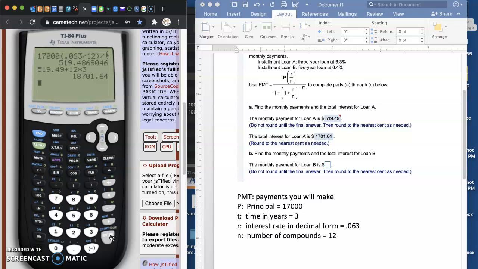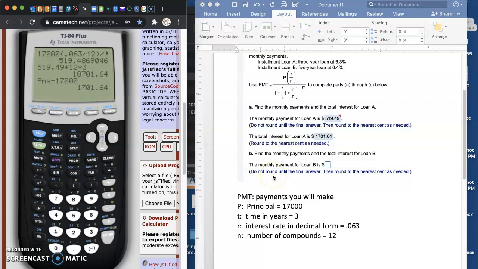However, all of that isn't interest. That's how much we paid total with interest. So if I want to find out number 2, that total interest, then I take the amount I put in and subtract off the amount the loan was, $17,000. And that tells us the amount of interest for the loan, which was $1,701.64.